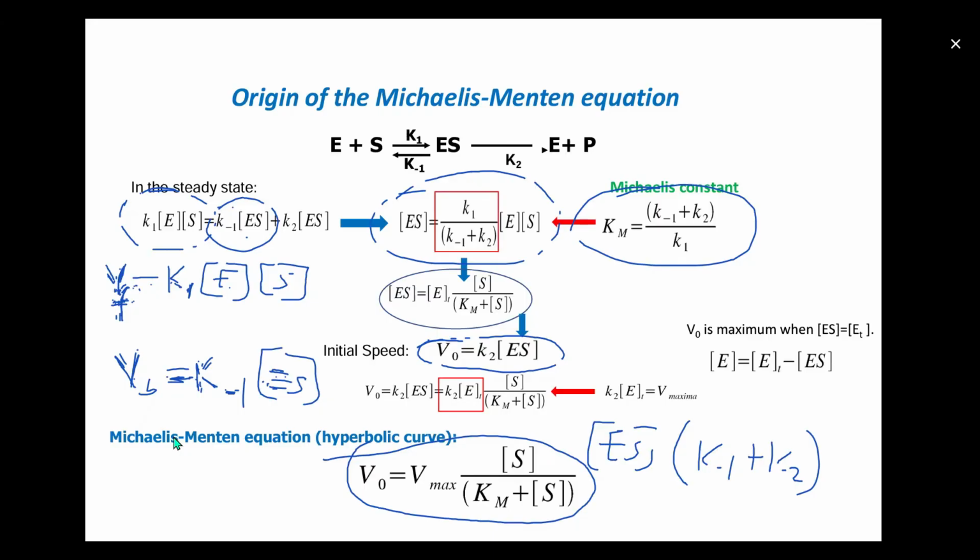So from here we have the Michaelis Menten constant. What is the meaning of V naught, Vmax, and Km? We are going to look at it in the next slides.